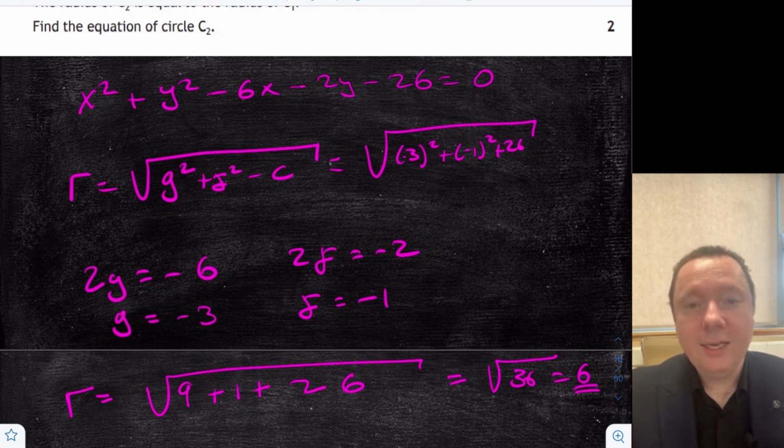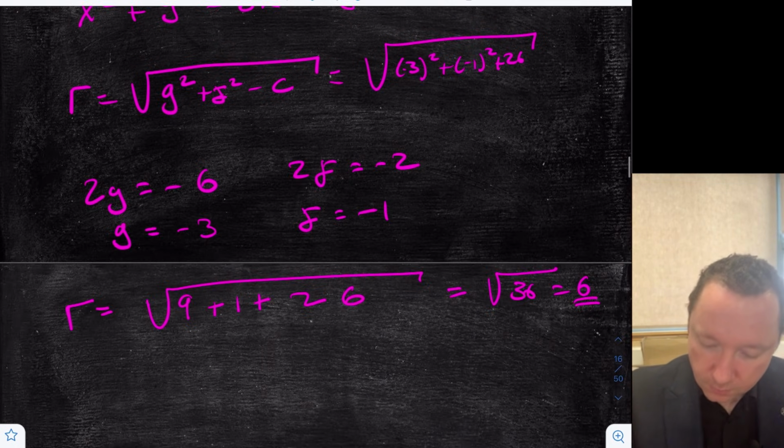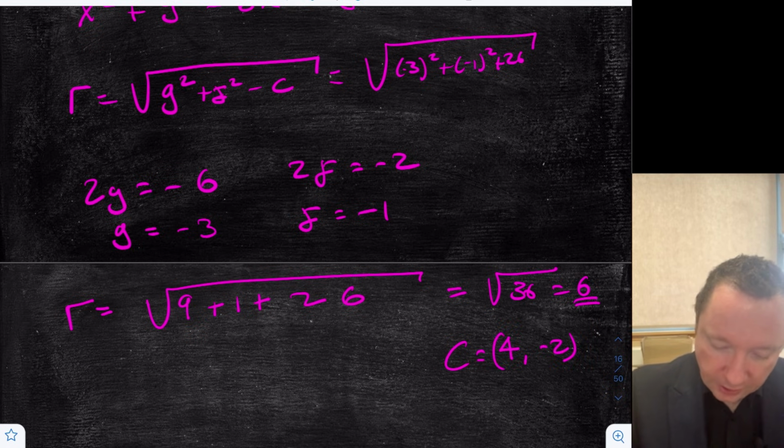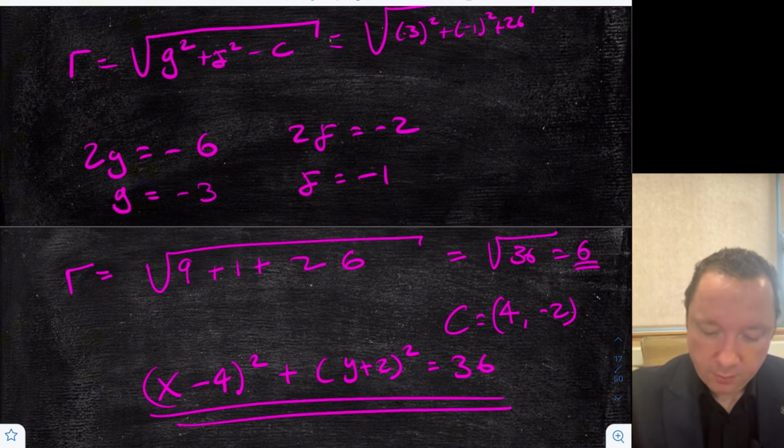So we've got our radius, and we know the circle centre is 4, minus 2. So we know the equation of C2 must equal x minus 4 squared plus y plus 2 squared equals 36. And we're done there.